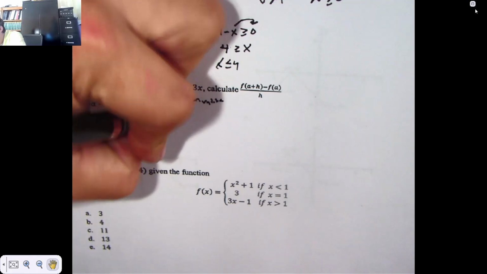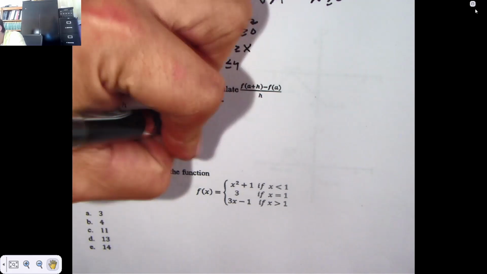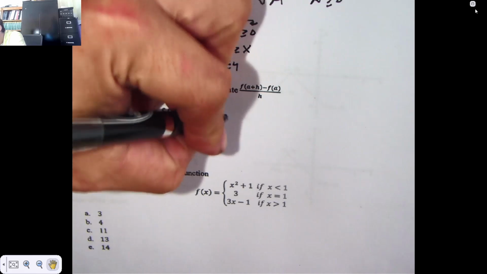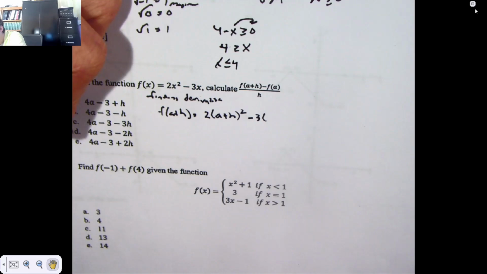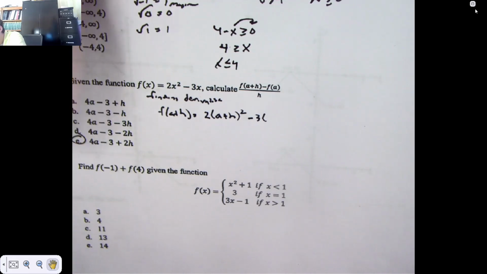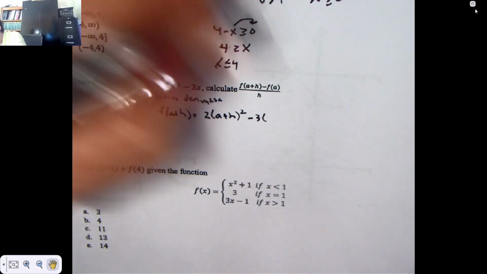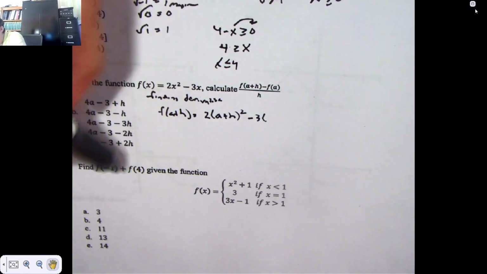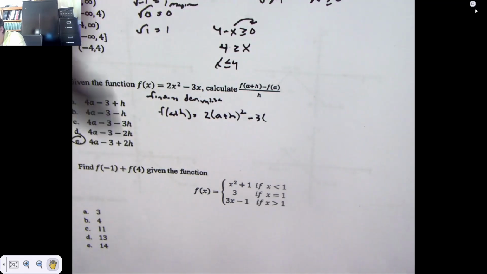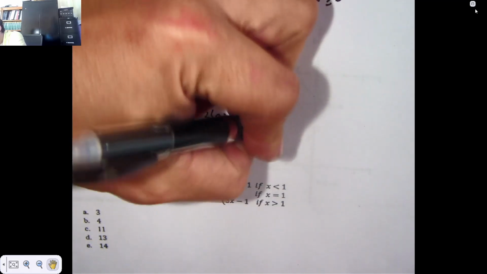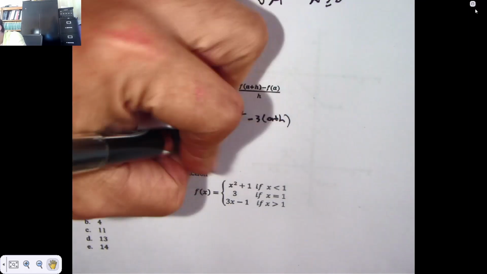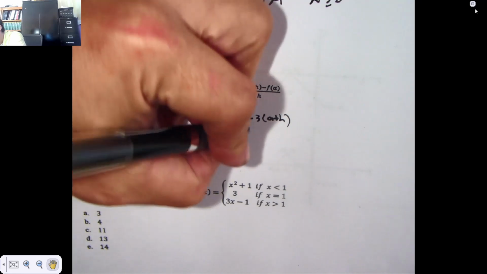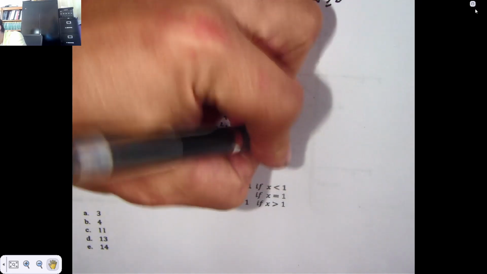Anyways, they want us to find f of a plus h, so I'll do that. Every single x becomes an a plus an h. The answer choice to this one should be 2. Should be that one. I feel like it is. Anyways, we'll see if I'm right. Usually when we do derivatives in calculus, we don't worry about the stuff left over. Where was I? That's an a plus an h. So a plus h times a plus h, if you write it twice, is a squared plus 2ah plus h squared. Then minus 3a minus 3h.